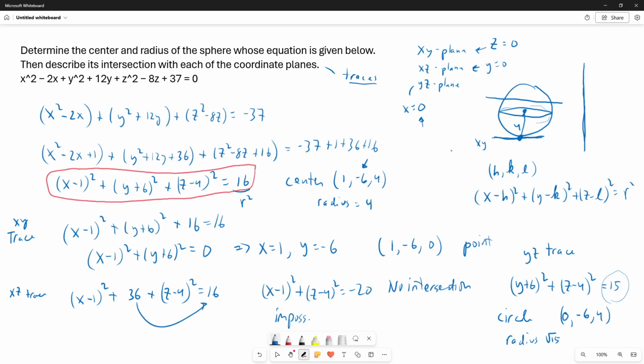So we have 3 different planes intersecting our sphere. One of them intersected in a circle. Another one didn't intersect at all. And the third one intersected in a single point. And those are all of the possibilities when you intersect a sphere with a plane.